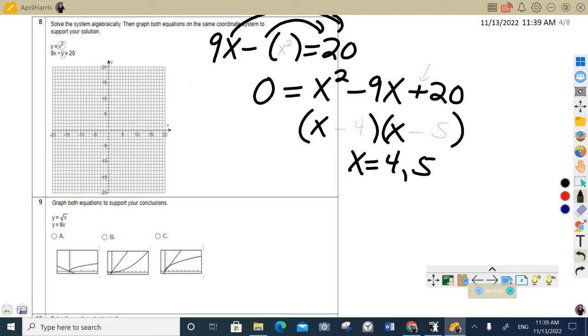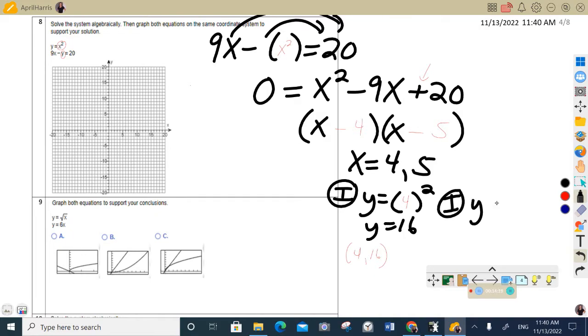So I have two values of x. X could be 4, x could be 5. So now I'm going to plug that into my equation 1 for both cases. So y is going to be whatever x is squared. And if x is 4, 4 squared is 16. So we have the ordered pair 4, 16. And then if you let x be 5, we have y equals whatever x is squared from the first equation, and you plug 5 in, and you're going to get 25. So that ordered pair, that point where the two curves cross, is at 5, 25.